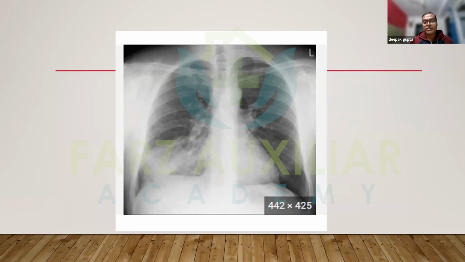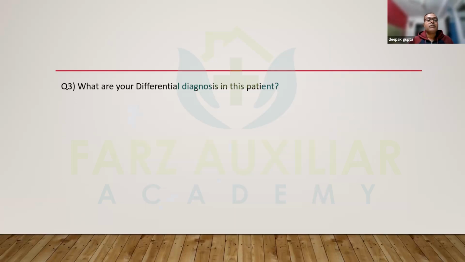Okay. Now, the first question in this case is, what are your differential diagnoses in this patient? If anyone wants, they can answer. What DDs do you think can occur in this patient with this type of X-ray and this type of presentation? This is right lower lobar pneumonia with acute respiratory failure type 1. Yeah, this is right lobar pneumonia. This is the first answer. Any more differential diagnosis you can think of?